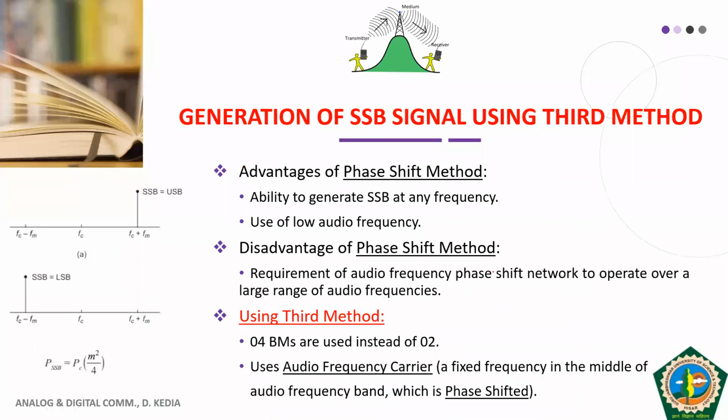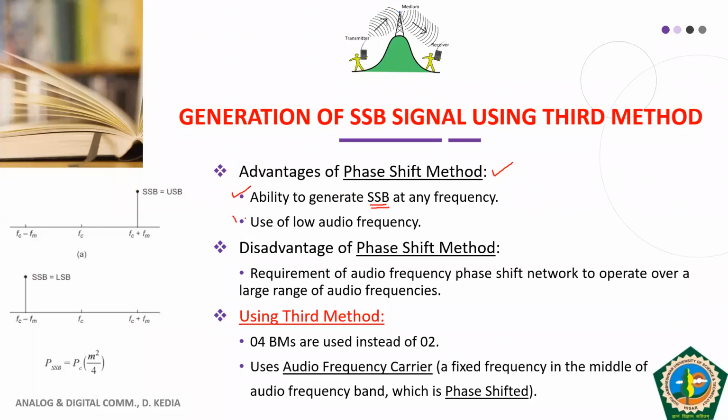So first, let us see the advantages of phase shift method. The first advantage of phase shift method is we can easily generate our SSB signal at any frequency. That's the beauty, because your filters do not provide desirable characteristics at all the frequencies. Whereas in case of your phase shift method, there was no requirement of the filter, and we can generate single sideband signal at any frequency.